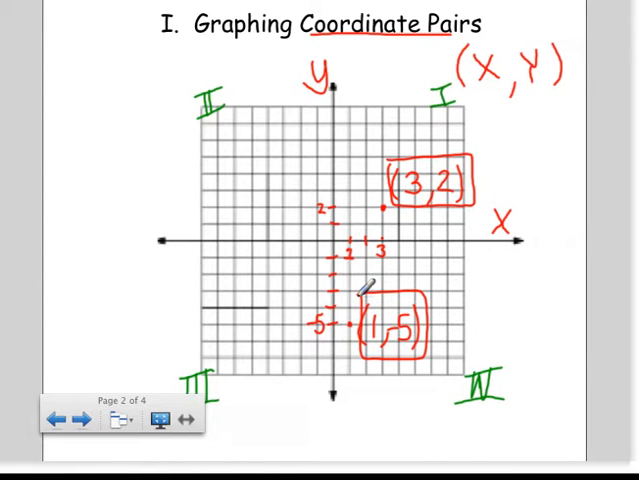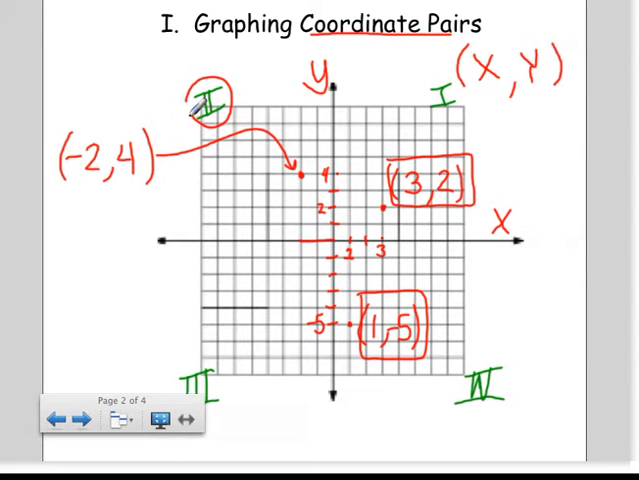A second skill is going from now the point, or the coordinate pair, to actually the dot. So let's say I want to graph the point -2, comma, 4. I would go -2 on my x-axis, and then up to 4 on my y-axis, 1, 2, 3, 4, right here, which is at 4. And this dot is at -2, 4, in quadrant 2, as you can see.